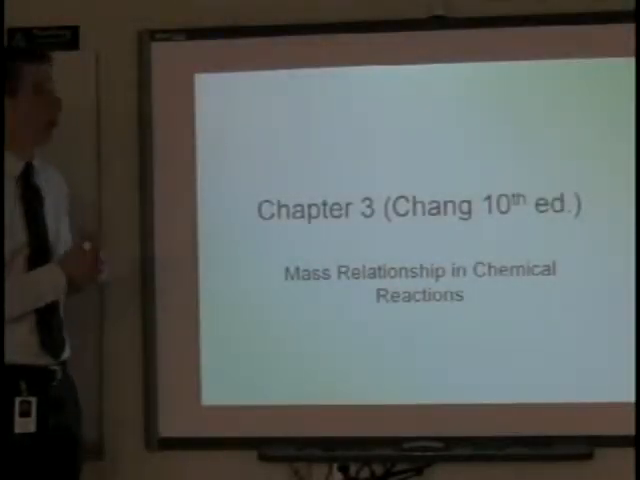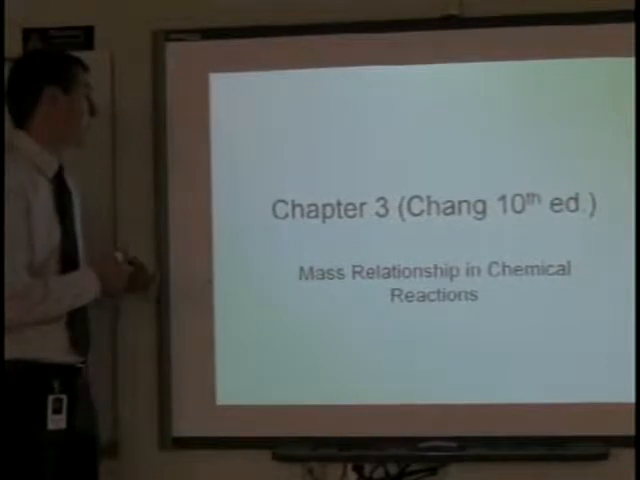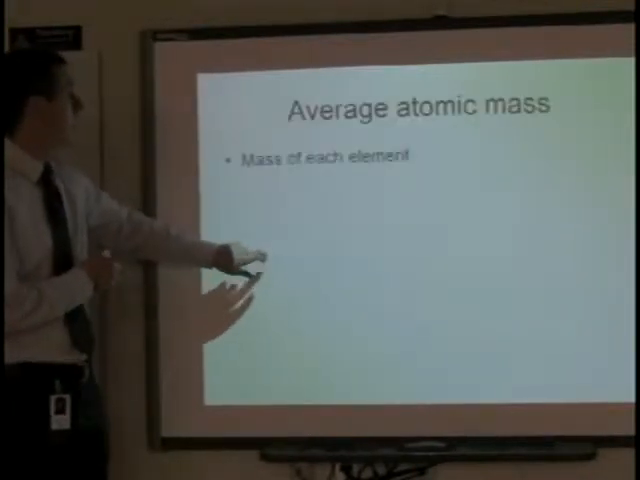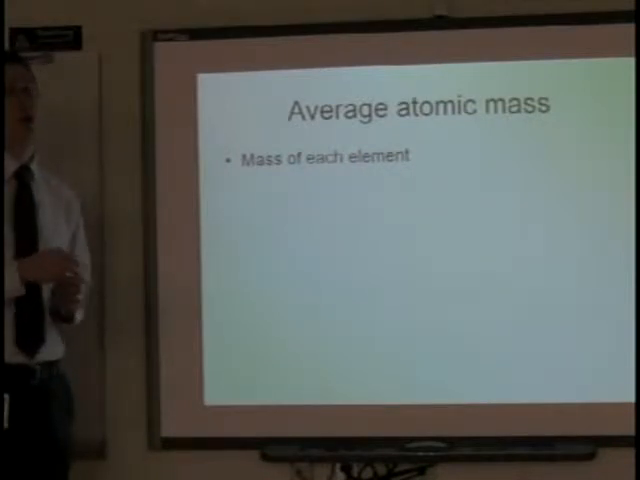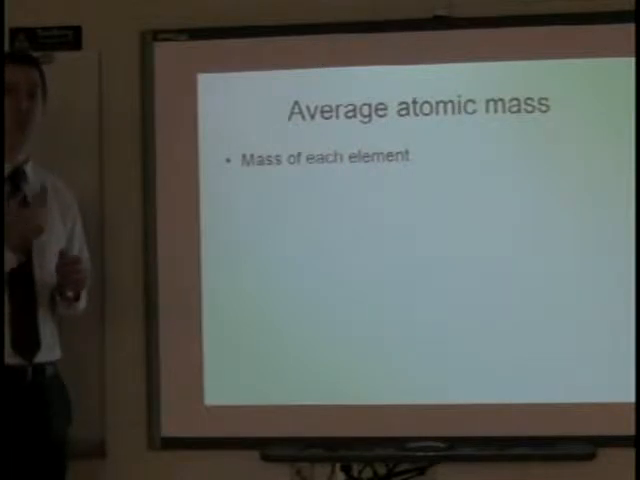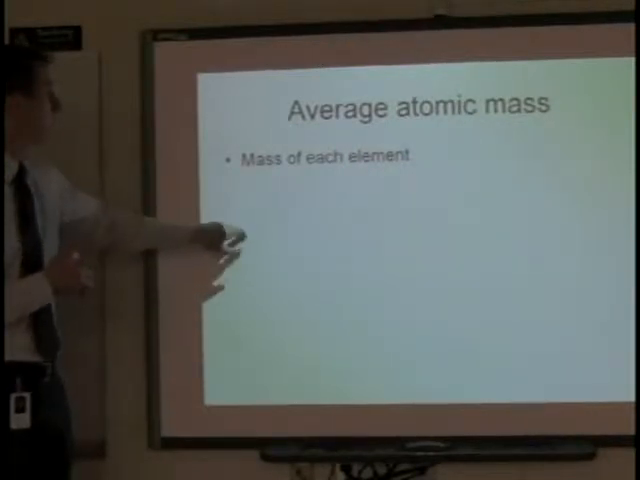This is chapter 3 for the AP Chem review on mass relationships and chemical reactions. First off, the average atomic mass is the first thing brought up, which is the mass of each element. Notice that the elements aren't whole numbers for the most part, which means it's not as simple as adding up the protons and neutrons like was described in the last chapter.